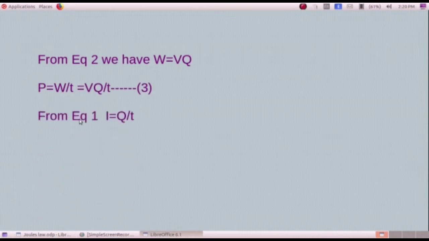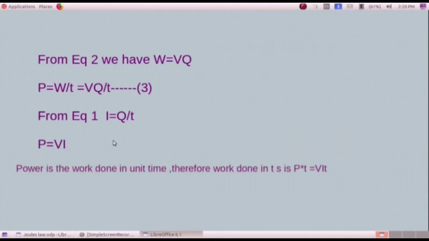And from equation 1, we have current I is equal to Q by T. Therefore, P is equal to V into Q by T. Instead of Q by T, we can write I. Therefore, P is equal to V into I. That is the power, work done in unit time: P is equal to V into I.